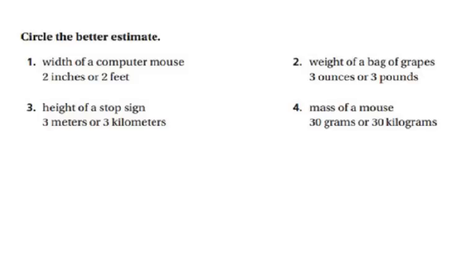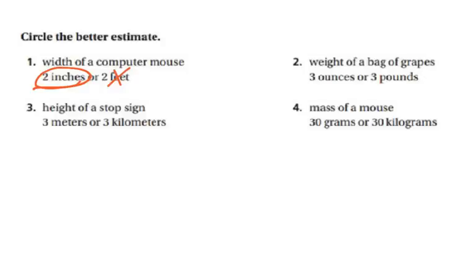So now we're thinking about the better estimate for the width of a computer mouse. Now, a computer mouse is the thing that we can put our hands on to move the arrow on the computer, something that would be attached. Now, I know that a computer mouse is not the size of 2 rulers, so I know it cannot be 2 feet. Therefore, it's about 2 inches wide.